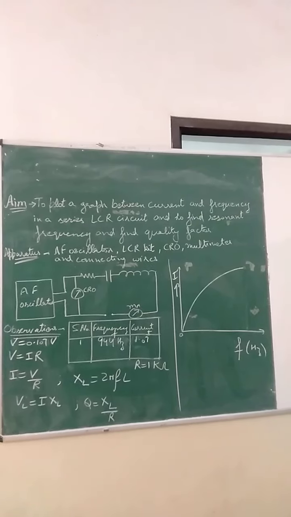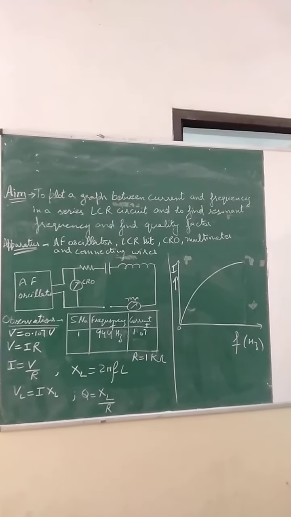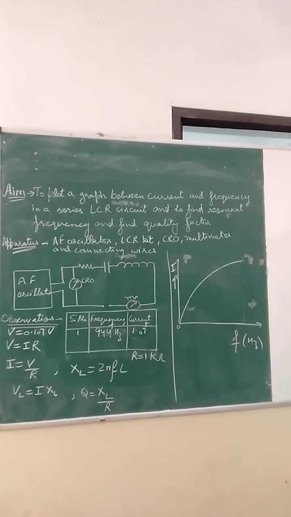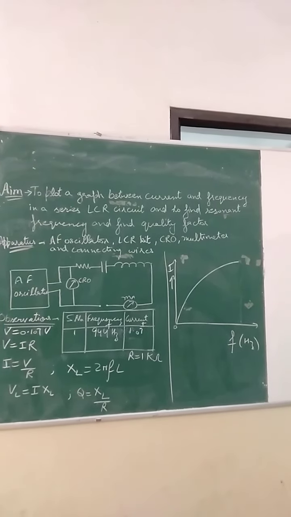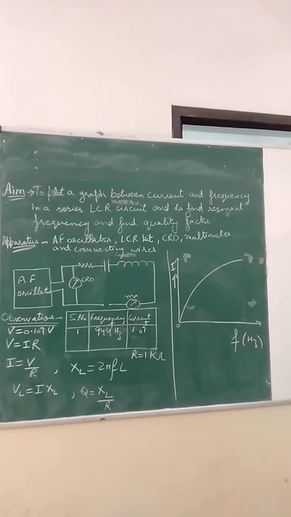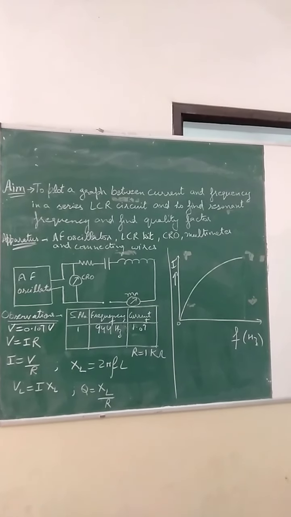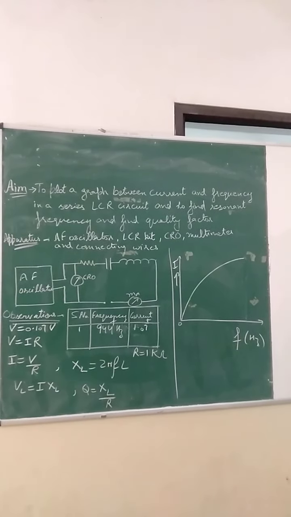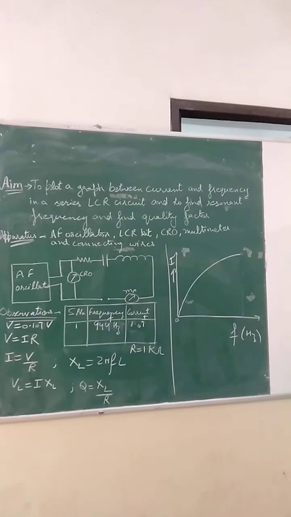Here XL is the reactance for the inductor, that is 2 pi f L, 2 pi frequency into the inductance value, that was 66 millihenry. VL is the voltage for the inductor, Q is the quality factor. So this is how we can easily calculate the quality factor value, voltage for the inductor and reactance for the inductor. Corresponding to that the graph should be there.